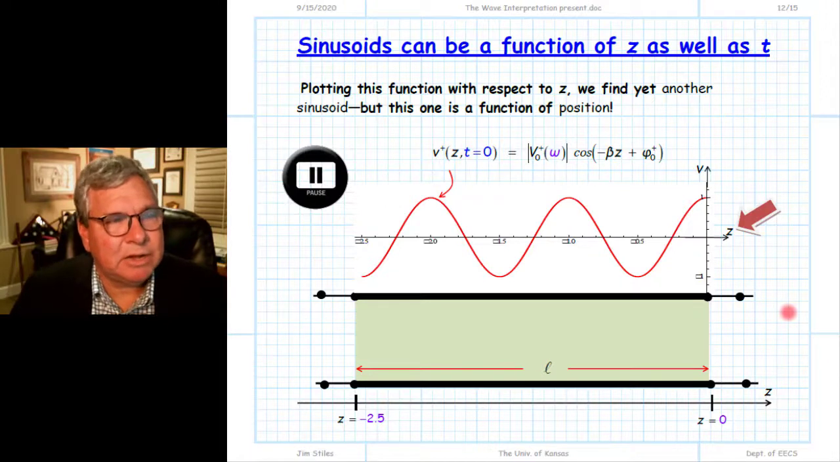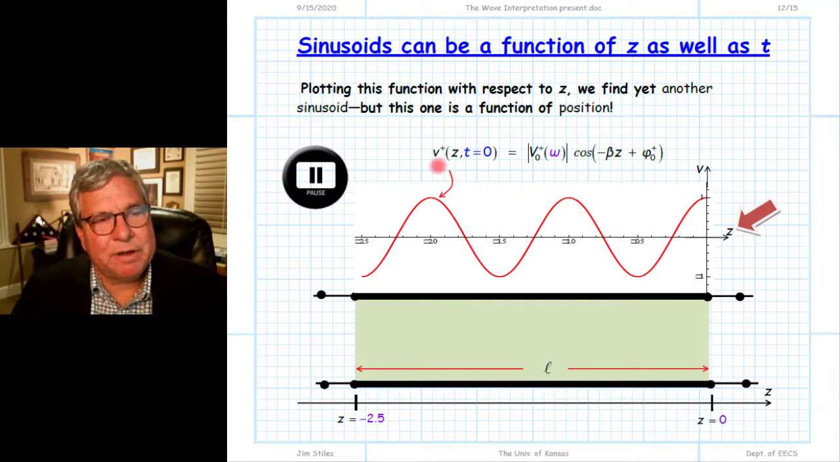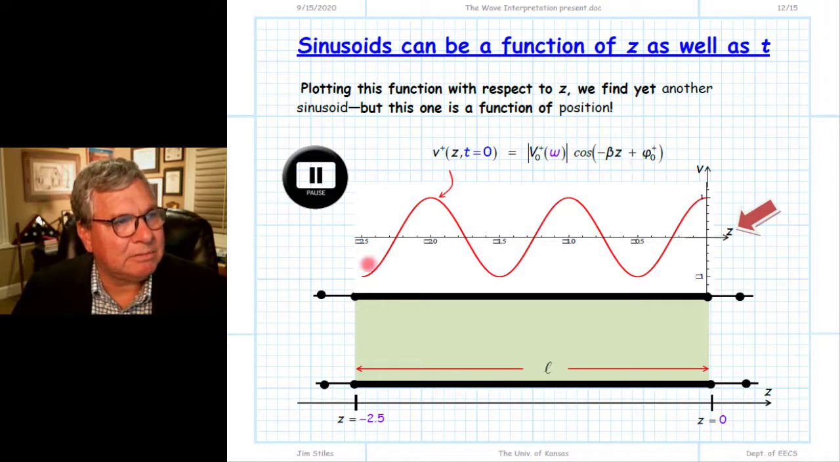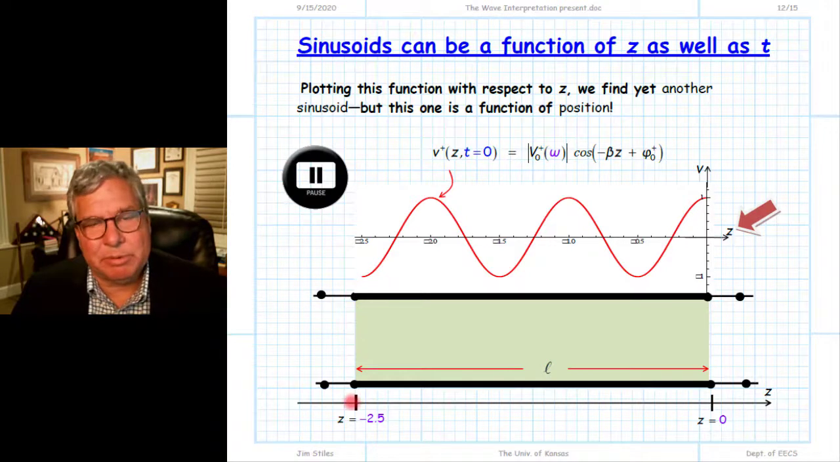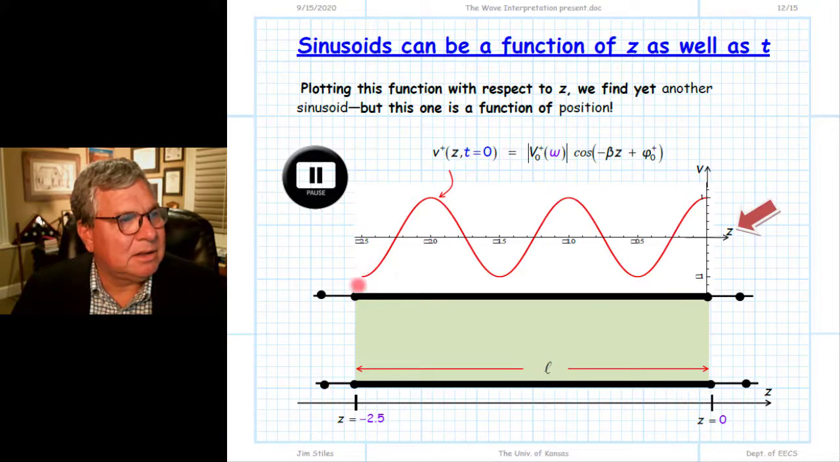Let's spend some time looking at this plot. We're plotting the plus wave voltage as a function of position z. This is not a function of t, it's a function of z, and we see a cosine function that goes along there. Remember, the index z corresponds to locations on the transmission line. To emphasize that, I put the transmission line just below this plot: z equal to 0 is one end of the line, and z equal to minus L, in this case minus 2.5, is the other end of the line.